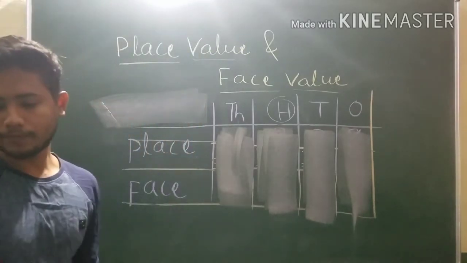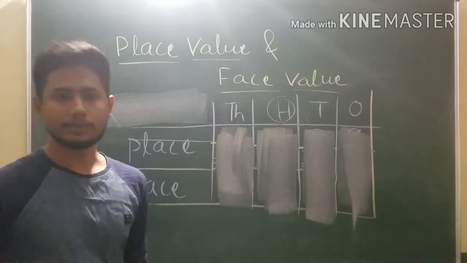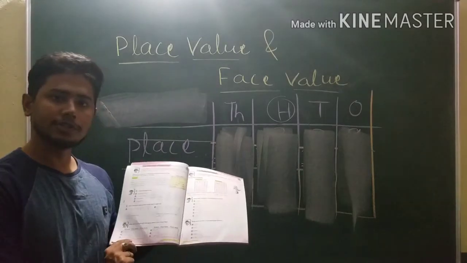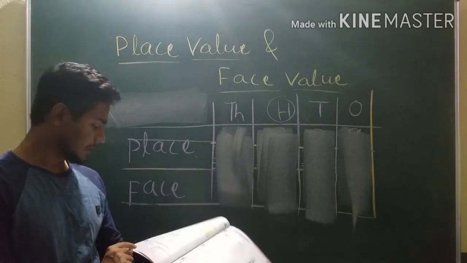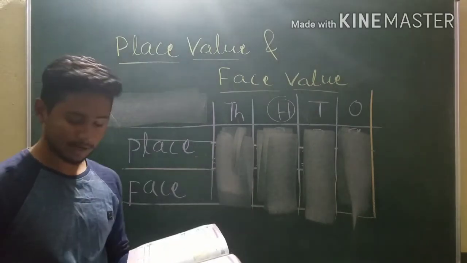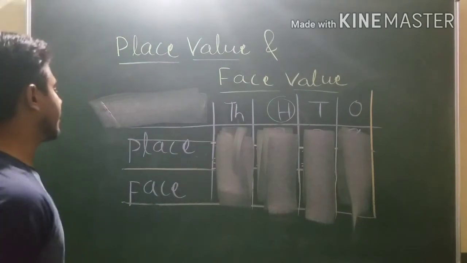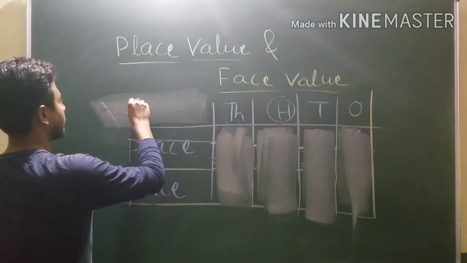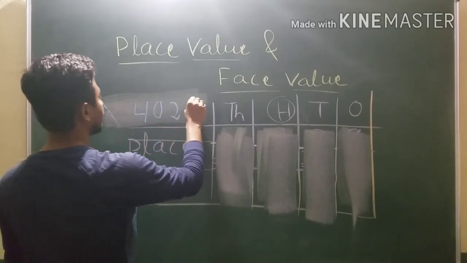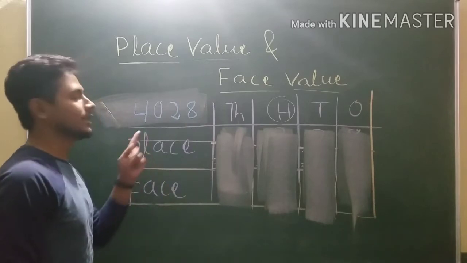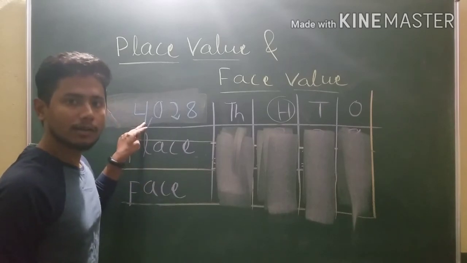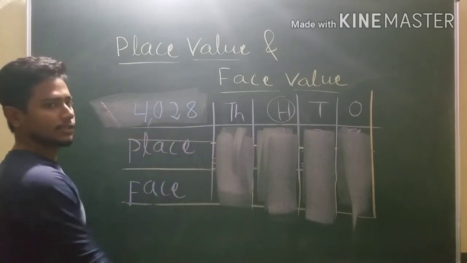So now go to your textbook, that is page number 14. Here one question is given. You have to solve these questions. So I take another example here. If I take 4028, take another example, that is 4028. Where do I put the comma? After the ones, tens, hundred place.